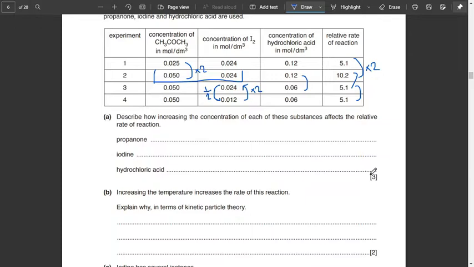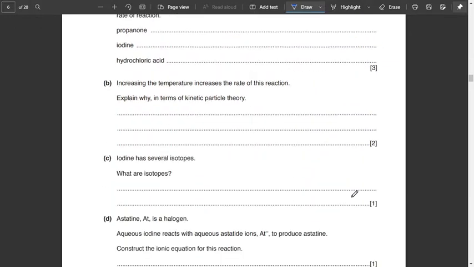So in terms of kinetic particle theory, we can say that as temperature increases, the speed of particles increases because they gain energy, and as they gain energy, there will be more successful collisions, hence the rate of reaction increases. Moving on to part C, iodine has several isotopes.